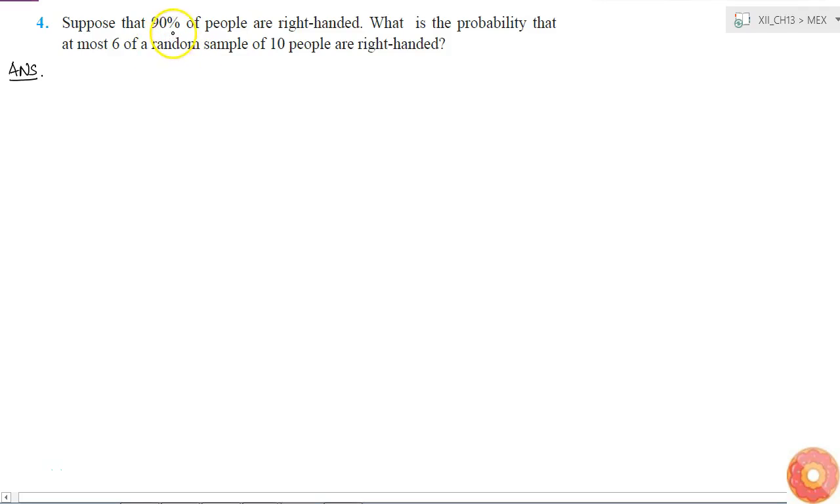Now in this question I am given that 90% of people are right-handed. So if I consider success as selecting a right-handed person, then what is the probability of success? 90%, which is 0.9. So the probability of failure, which is the same as selecting a left-handed person, is q = 1 - p, which is 0.1.